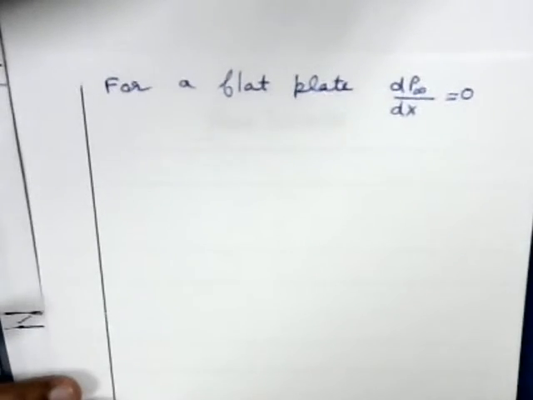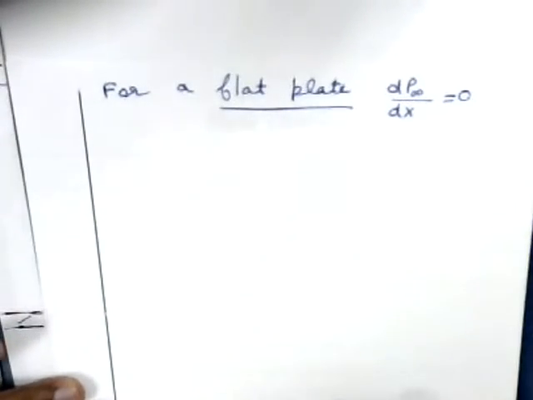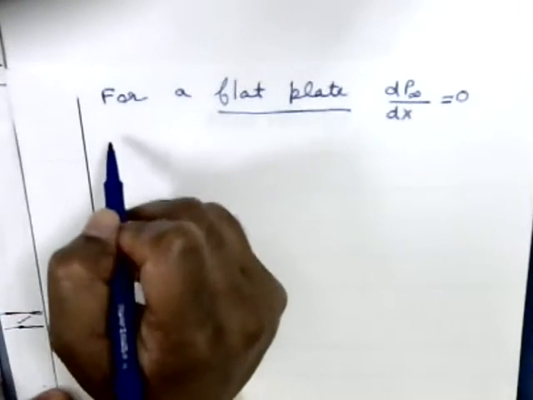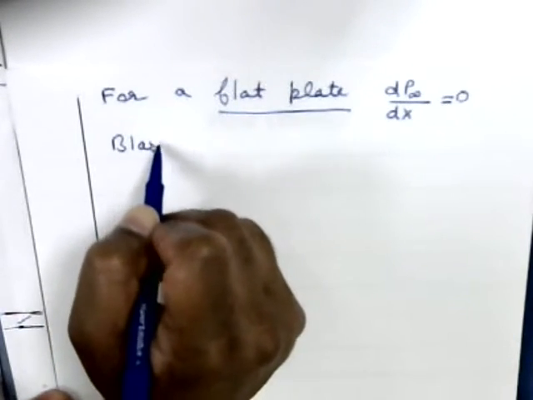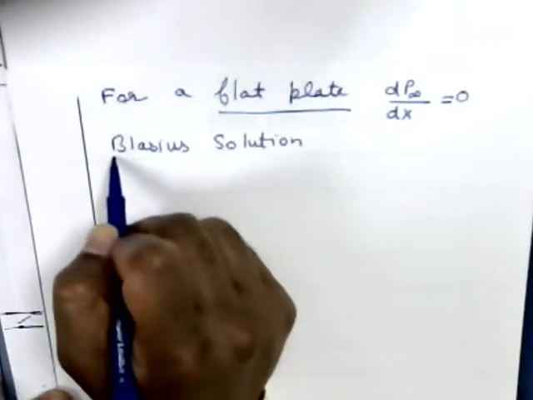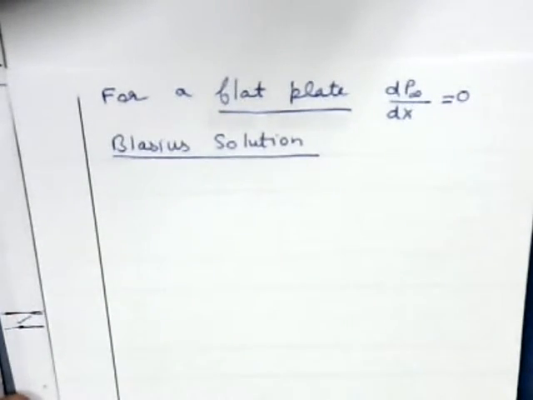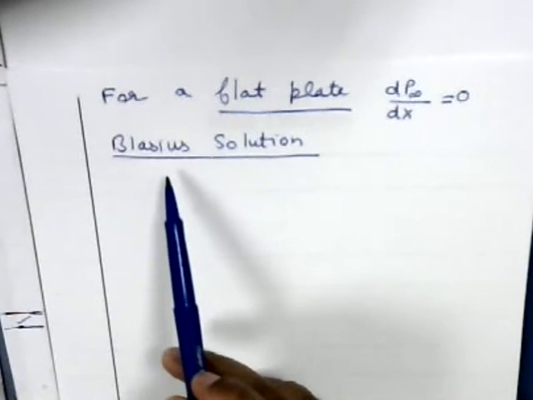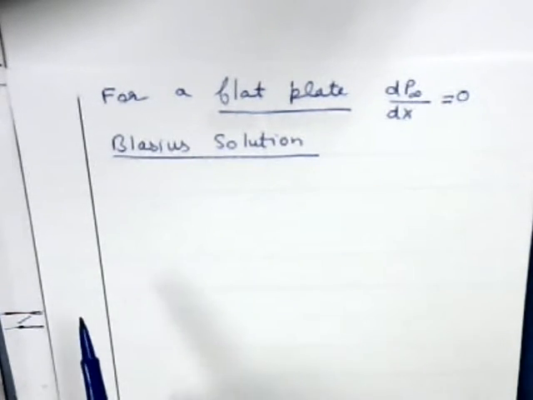We are going to talk about a special case, that is for a flat plate. We are going to solve these boundary layer equations, and actually this solution is called the Blasius solution. Blasius was a student of Prandtl. You know, the boundary layer theory was given by Prandtl, and Blasius was his student, and he actually solved this.